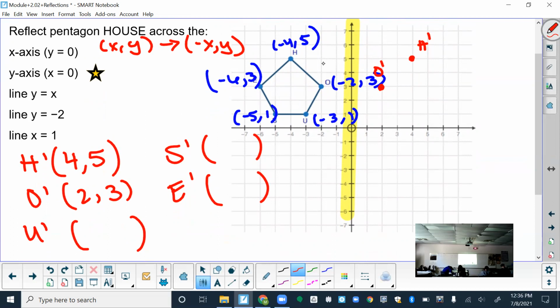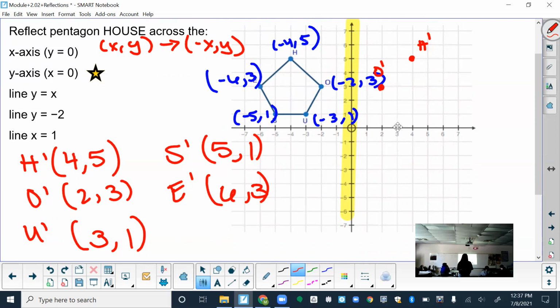All right, what is my U prime coordinate? Good, 3, 1. S prime should be, and E prime should be, good. If you did not get that, just double check and see where you went wrong. All right, so just flipping the sign on the X values, keeping the Y value the same.